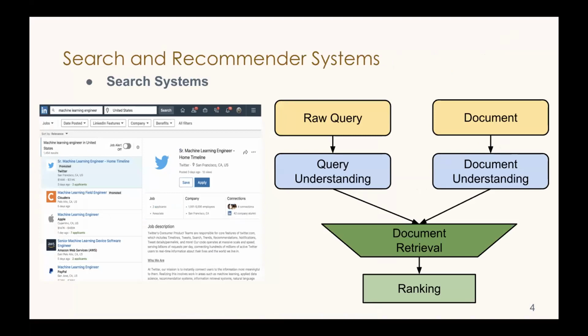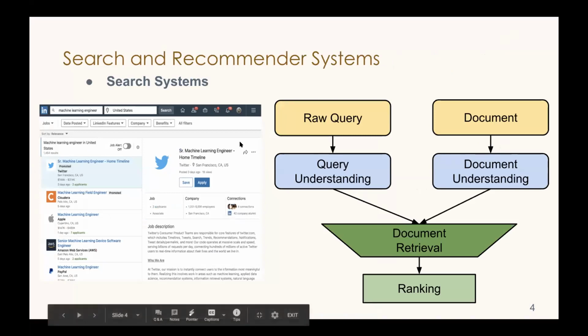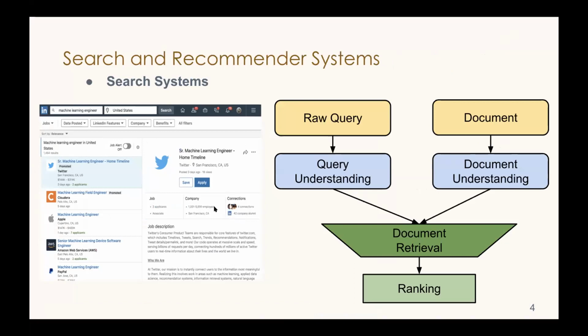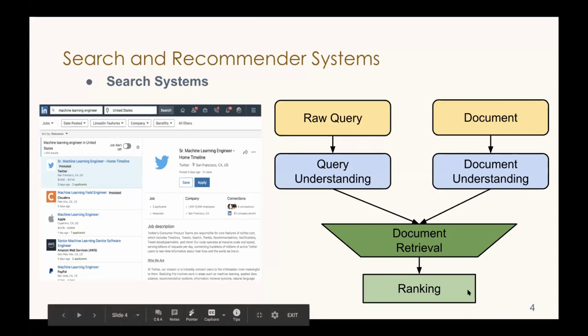The first one I want to introduce is search systems. On the left side is a screenshot from LinkedIn job search. On the right side, you can see a high-level structure of search systems. Usually, we have two types of input. One is a raw query entered by the user. Another is a set of documents that the system wants to match to this query. For both types of input, we need to understand their content. For the query, we have query understanding, and for documents, we have document understanding. After that, the system starts document retrieval, trying to find as many relevant documents as possible and sending them to the ranking component to further improve the ranking precision.